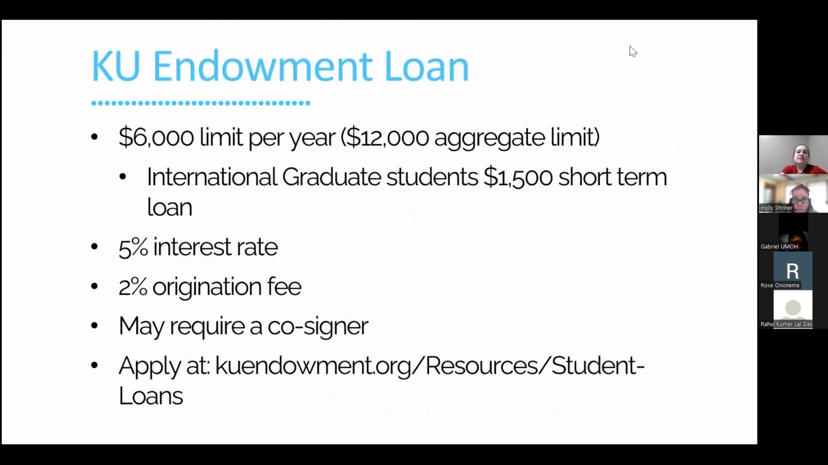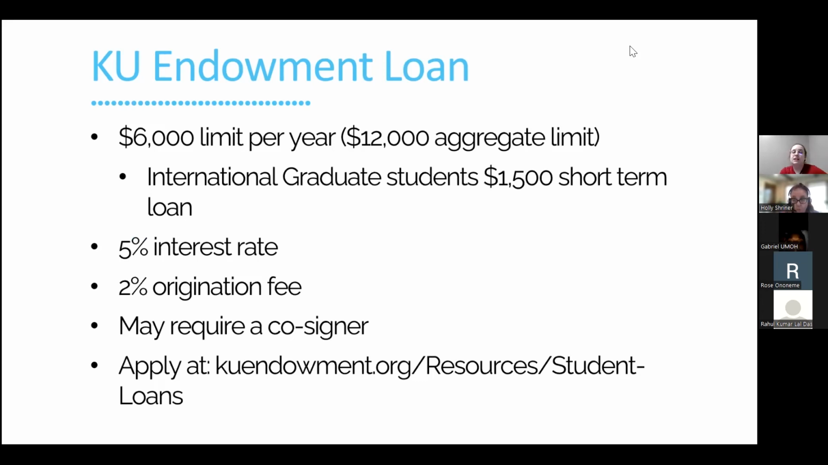Other loan options outside of federal options: the KU Endowment office on campus has a loan program available to graduate students. They have some options available to U.S. citizen graduate students and international graduate students. Most of them are going to be about $6,000 per year for graduate students with a $12,000 aggregate limit. For international students, they only provide short-term loans through the KU Endowment program in the amount of $1,500.